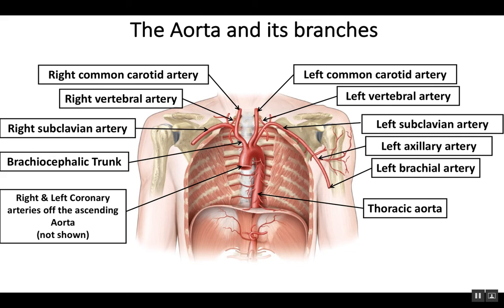So those are the 3 possibilities off the arch, but blood doesn't all go out those 3 branches. It's going to travel then down the descending aorta, and the descending aorta is known as the thoracic aorta when it's in the chest, and then the abdominal aorta after it goes through what's known as the hiatus of the diaphragm, which is basically a hole in the diaphragm.